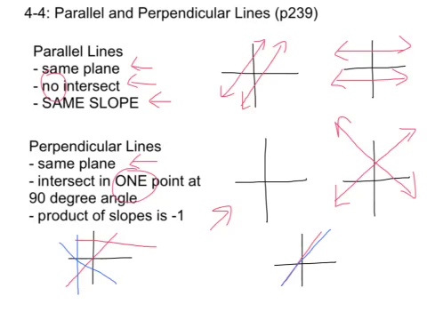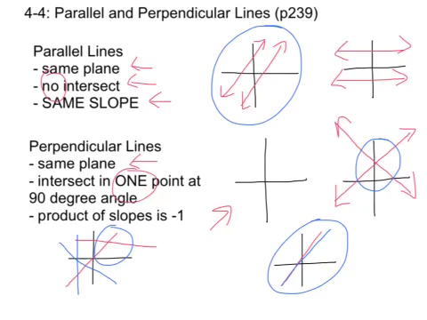If you have two lines in a plane, they will either intersect in no points, like here. They will intersect in one point, like here, or they will intersect in all points, an infinite number of points, like that.